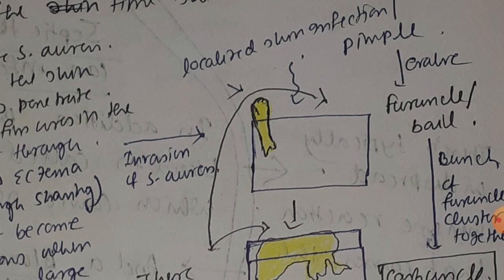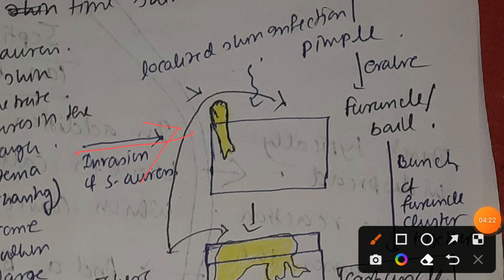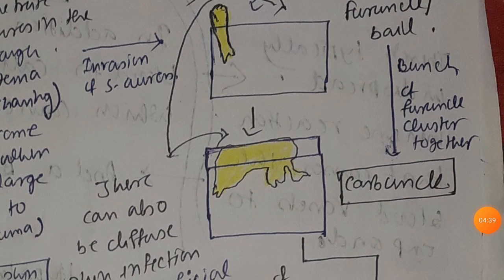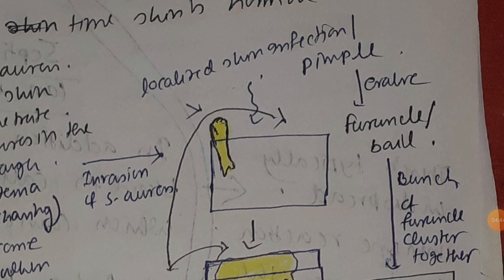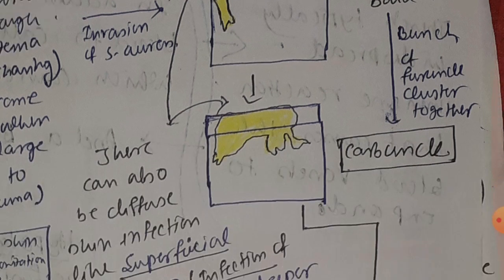Okay, so Staphylococcus aureus now invades the skin. First it will cause a localized skin infection or pimple. Okay, and this pimple will evolve into a furuncle or boil. And then a bunch of furuncles will cluster together to form a carbuncle. I hope you can understand, right, that after invasion, Staphylococcus aureus first causes a localized skin infection or pimple, then the pimple evolves into a furuncle or boil, and then a bunch of furuncles cluster together to form a carbuncle.